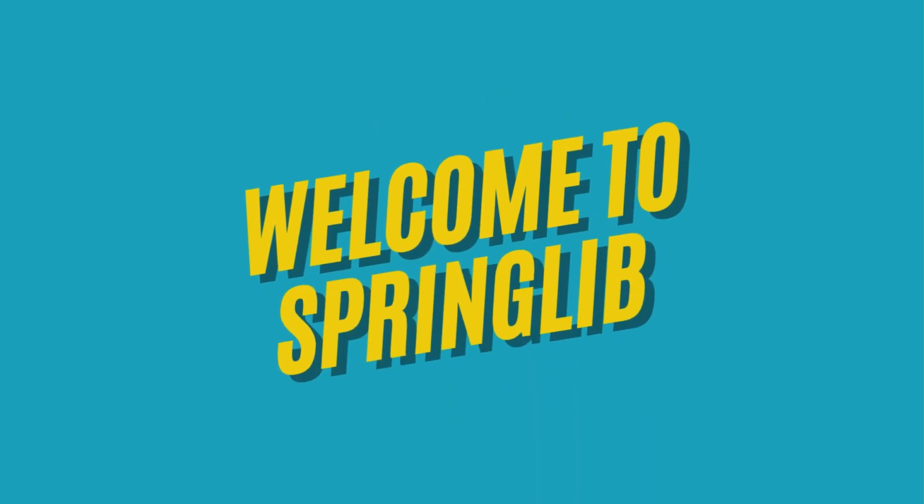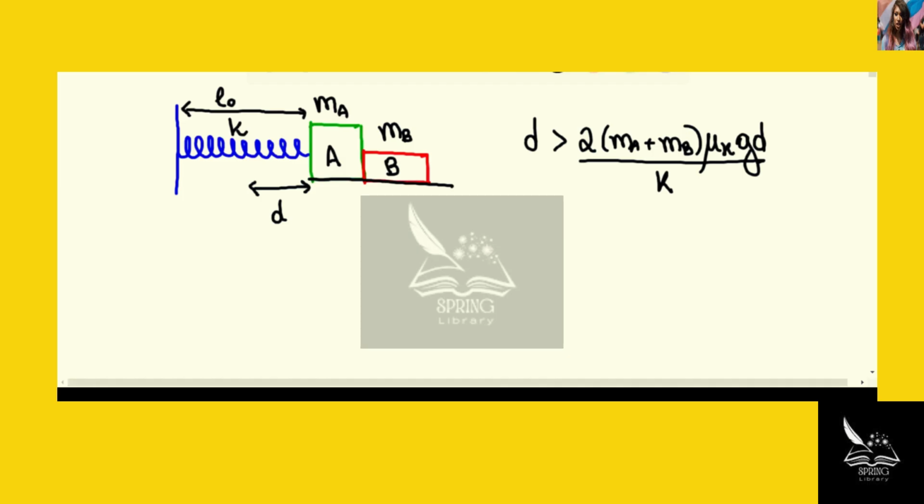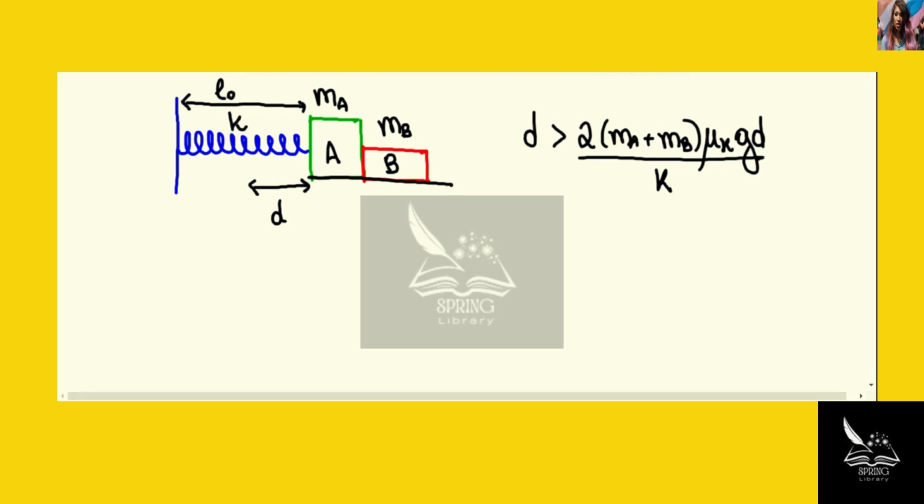Welcome to Spring LIB. In this exercise, we have a spring with spring constant K and unstretched length L0 that's connected to a block A of mass MA, which is close to a block B of mass MB. Block B is pressed against block A such that the spring is compressed by a distance D, as shown here in the figure, and then they are released.